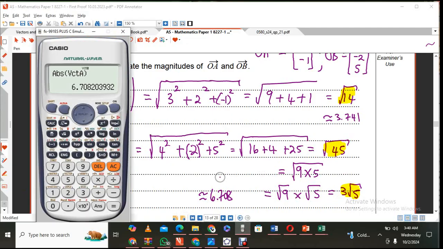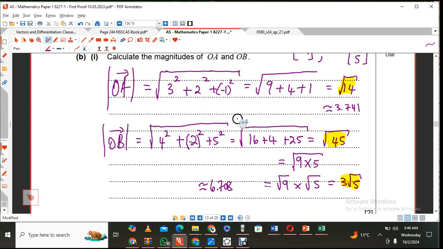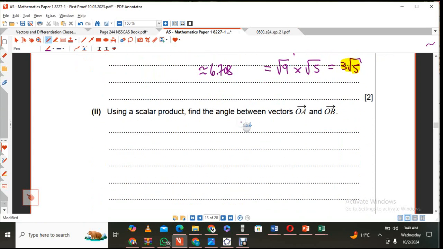Anyway, I suppose that for these questions, you leave your answer in surd form, because you're still going to continue with these answers in part B, Roman 2. Right, so let's go to part B, Roman 2. Using a scalar product, find the angle between vectors OA and OB.